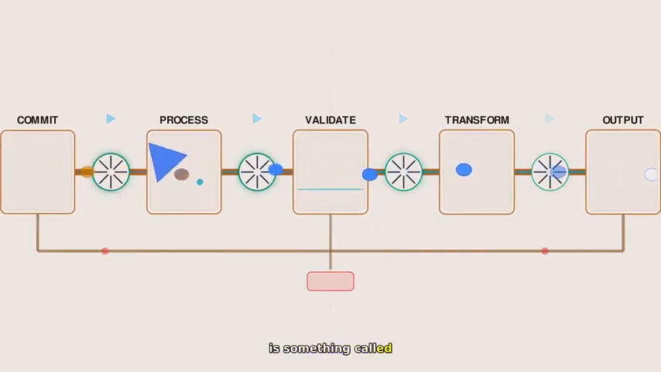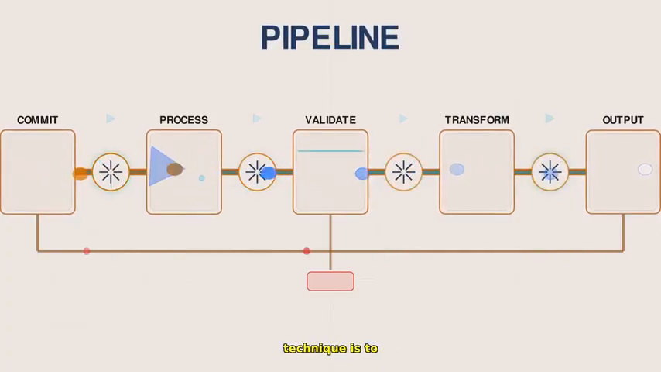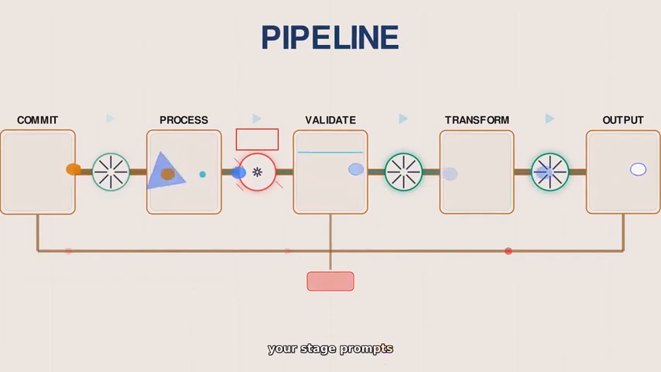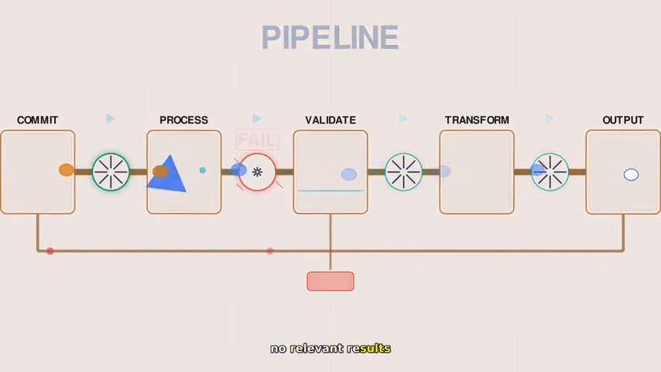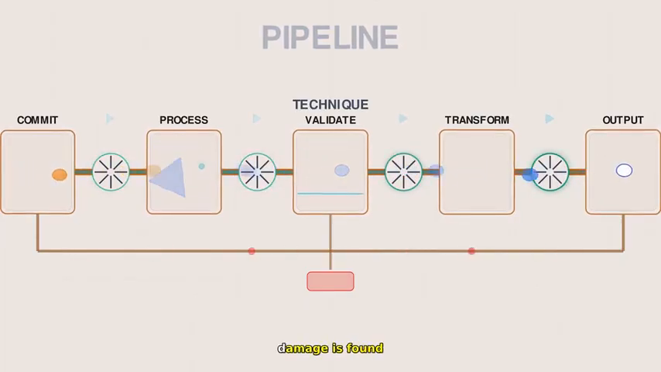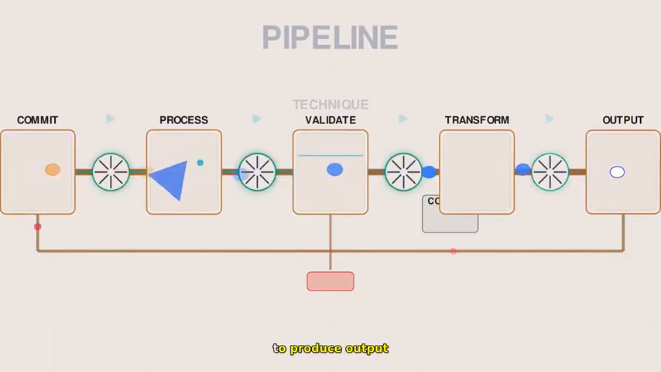The fix is something called gate conditions, explicit checks at each stage boundary. The technique is to include an error specification directly in your stage prompts. If the input you receive is missing the required data, or if no relevant results can be extracted, respond with exactly this string: "No data found," and stop processing. Do not attempt to produce output.